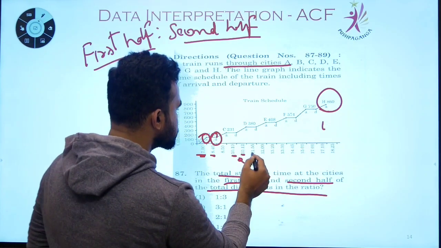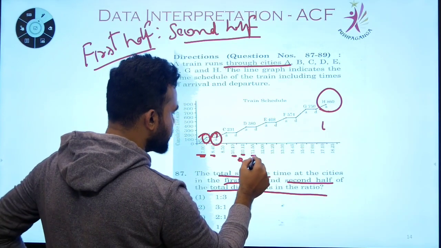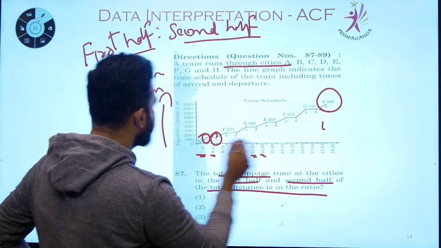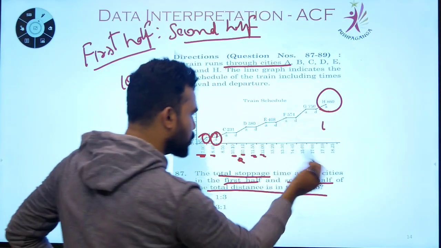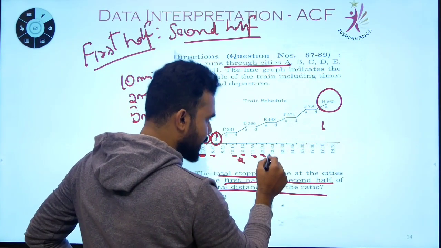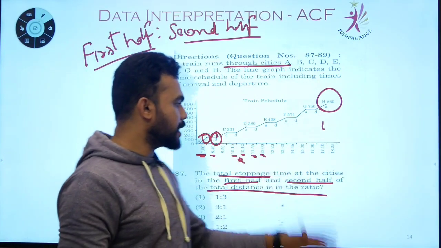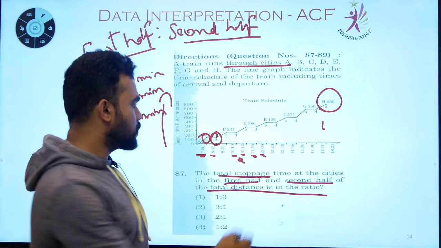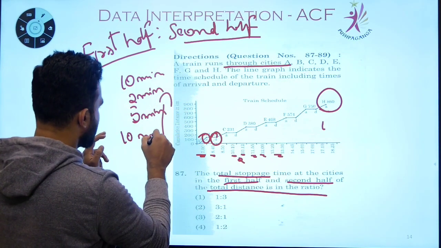And then again, it arrives at the D station at 11:55. Then it departs at 12. The train stoppage is 5 minutes. And again, go with the next. So here it reaches another station at 13:20 and departs at 13:30. So the difference will be 10 minutes. So we have got 10 minutes.